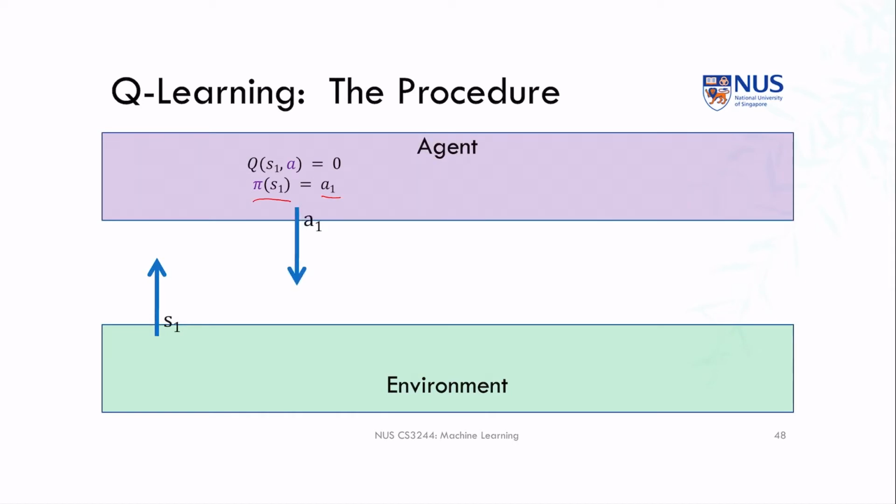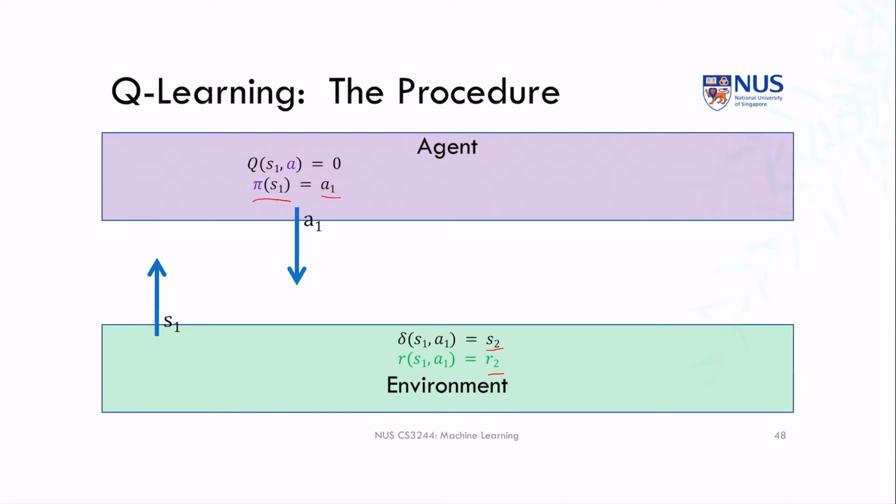It's going to perform action A, and then the environment is going to react. The environment is going to tell us, hey, look, you did action A while in state 1. Now you're in state 2, and you get to observe this particular reward R2 at the next time step.